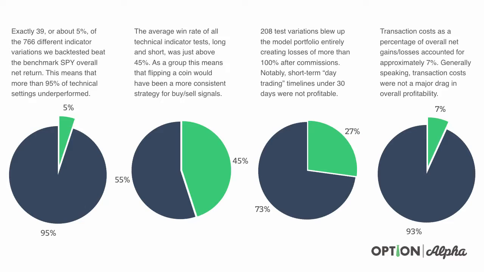And notably, short-term or day trading timelines under 30 days were not profitable. I mean, this one to me is the big one, because we can basically put a fork in the ability for somebody to consistently, on a long-term basis, we're talking 20-year basis here, profitably predict where the market's going to go on a day trading timeline.